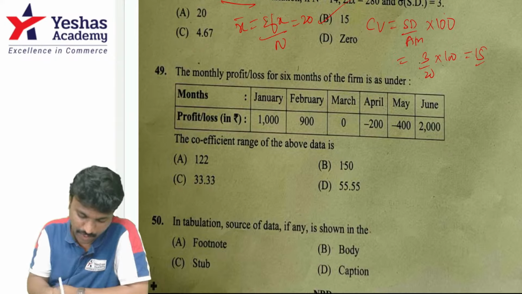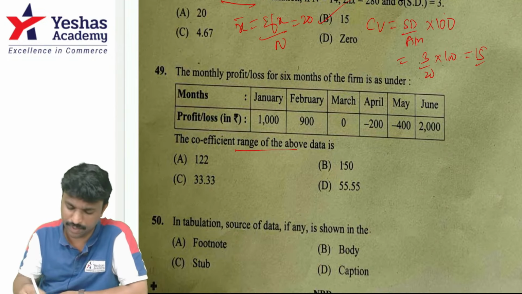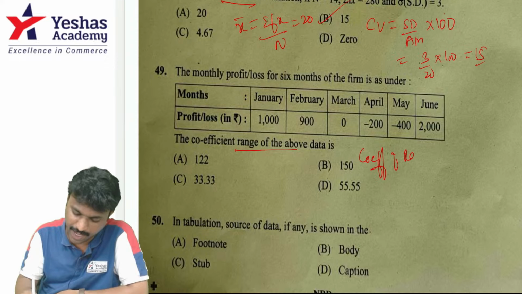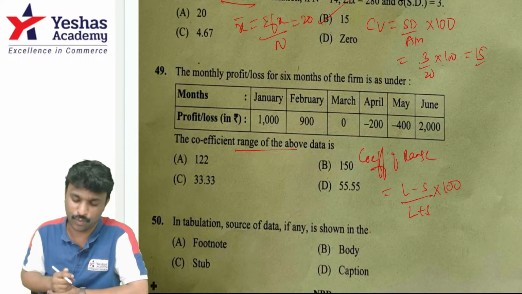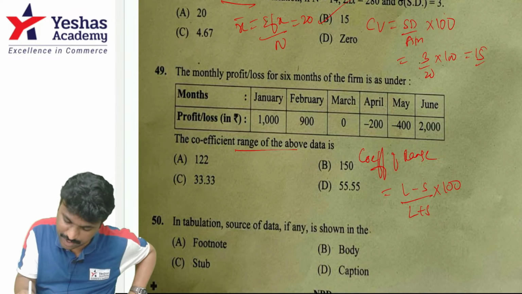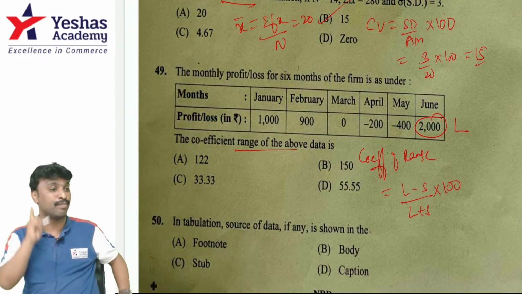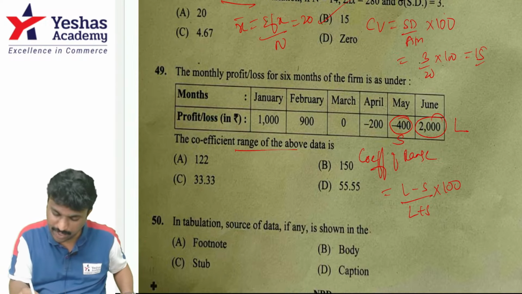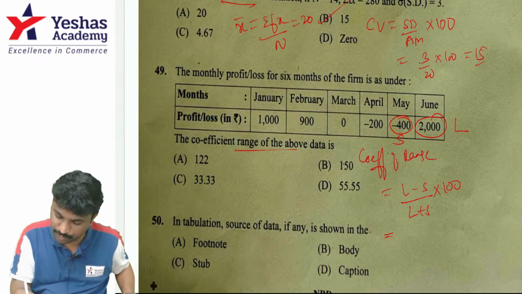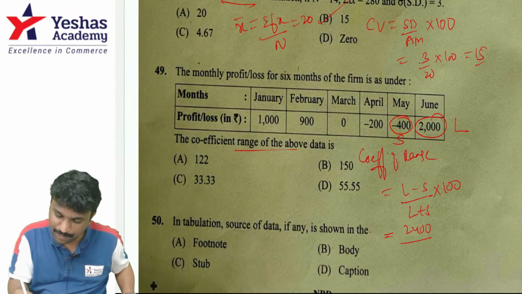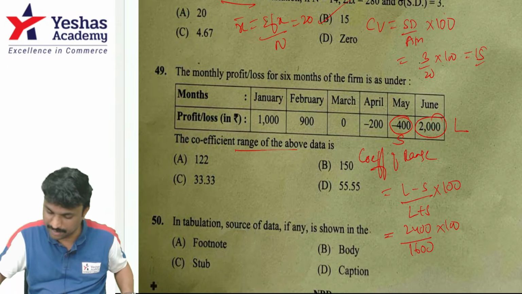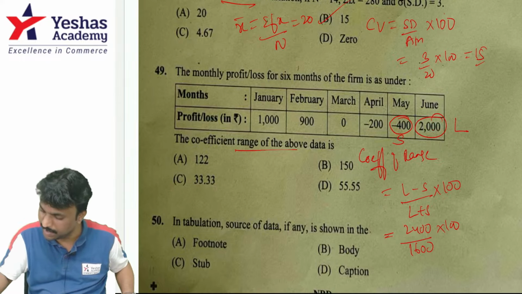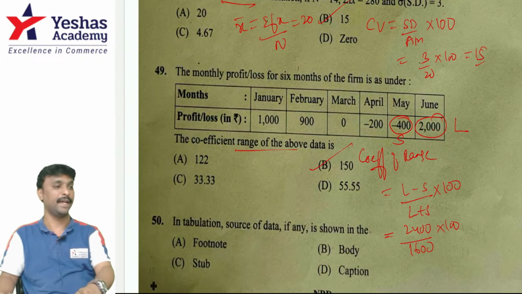Look at the 49th question. The coefficient of range for the above data. What is coefficient of range? It's L minus S divided by L plus S into 100. What is the largest observation among the given observations? Largest is 2000 and the smallest observation over here is minus 400. Now take your calculator. Largest minus smallest is 2400 and L plus S becomes 1600. So 2400 divided by 1600 into 100 gives 150. So option B is the right answer.